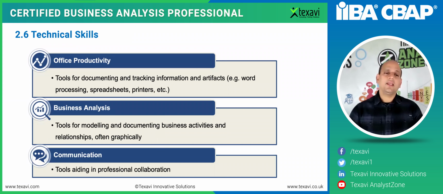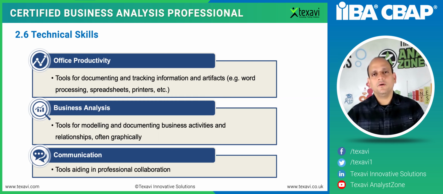And business analysis, again, tools for modeling and documenting business activities, analysis, and relationships, often graphically. So we're talking about OmniGraffle, which is a good tool for Macintosh and related computers. OmniGraffle is a good tool for wireframing and for creating UML models. Like Visio is there for Windows, again a good tool.